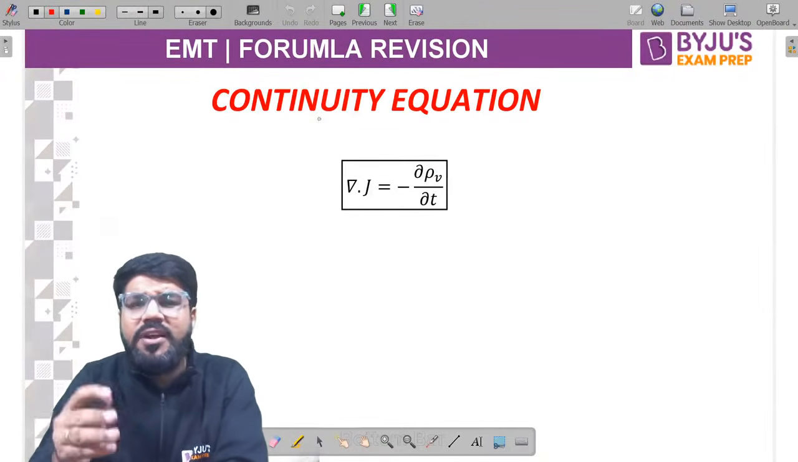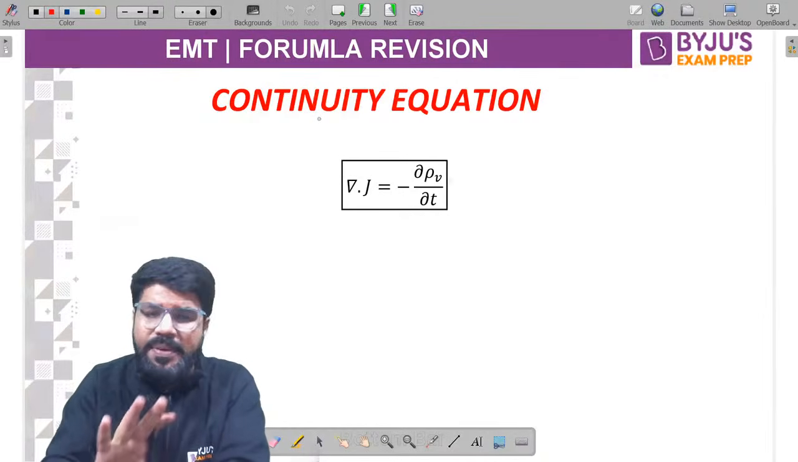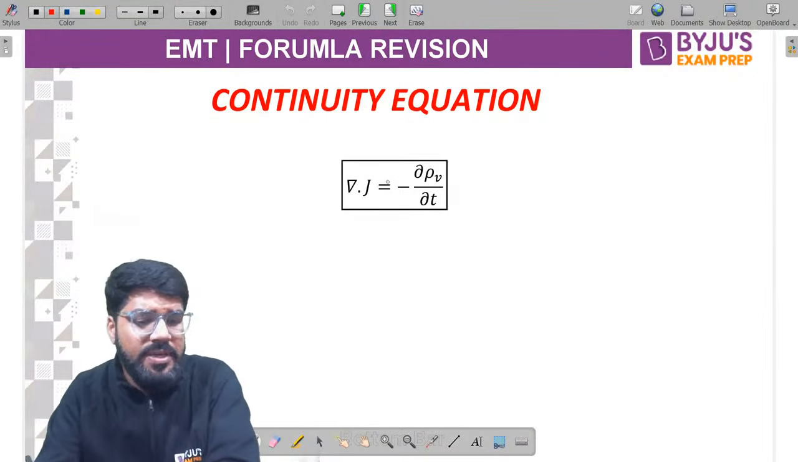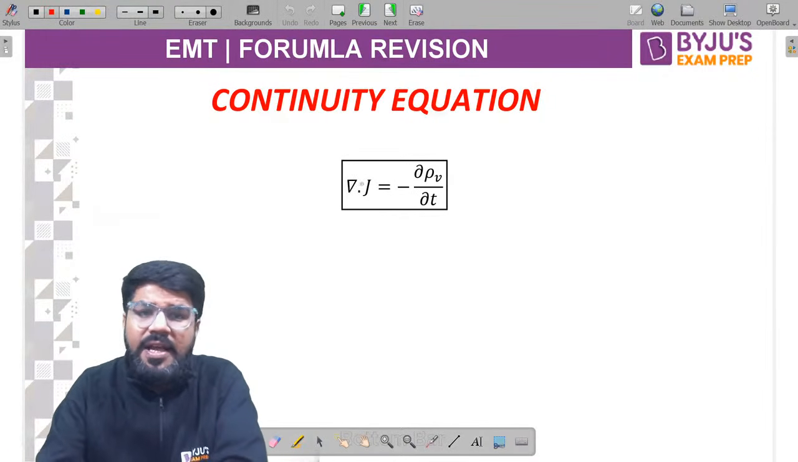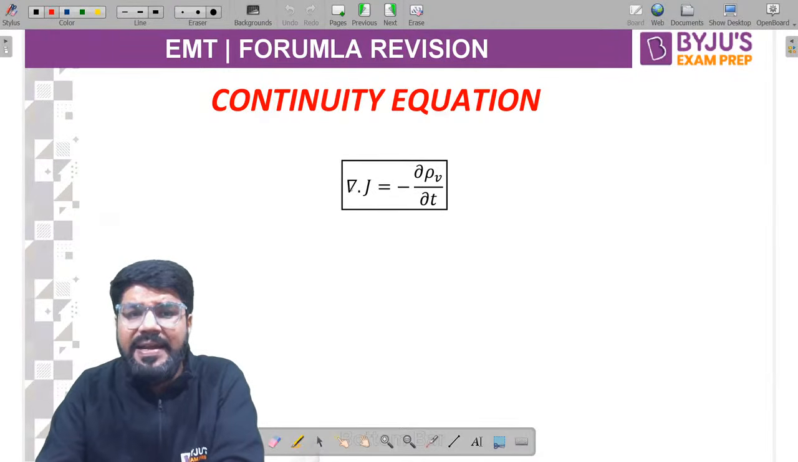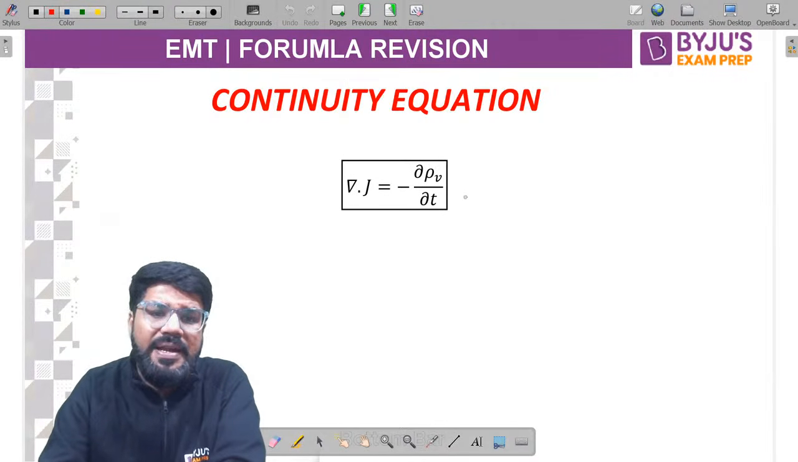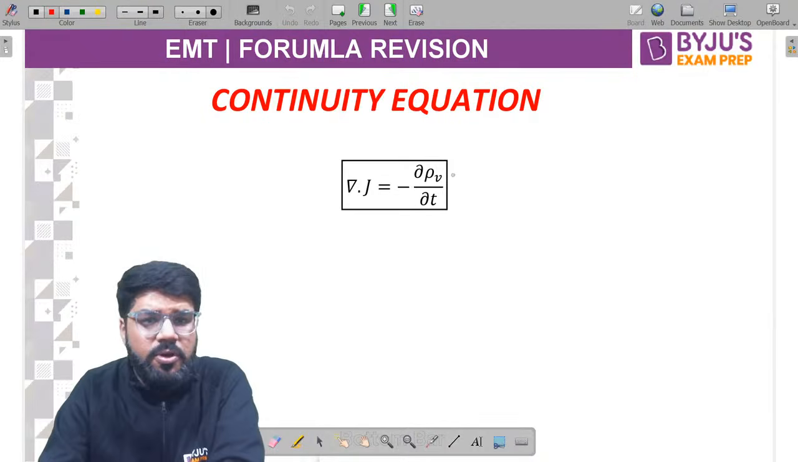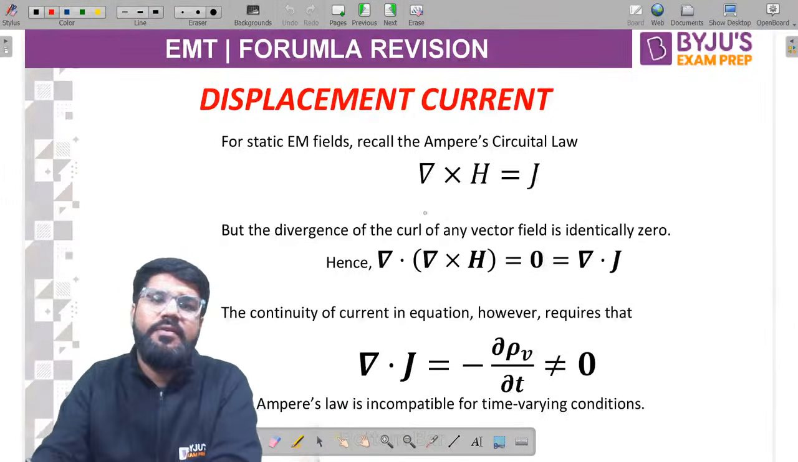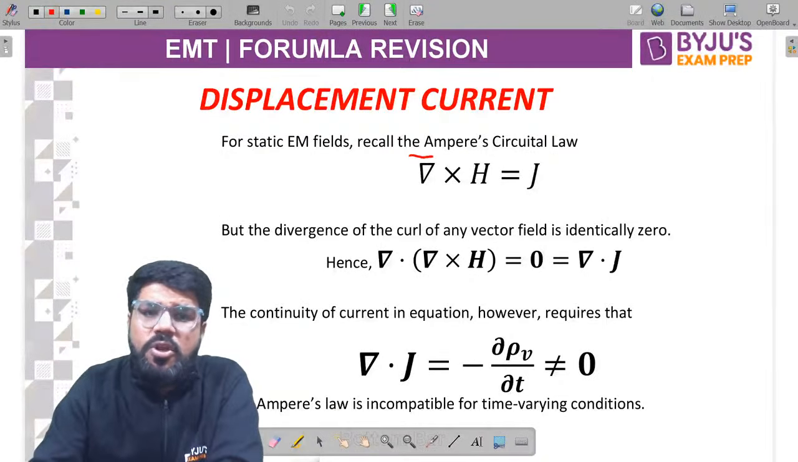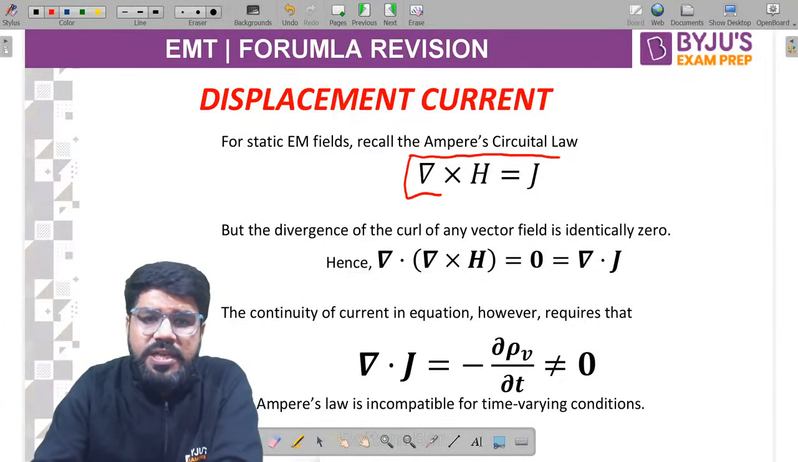A review of the continuity equation, again to come back to the Ampere's law. The main intent is not the continuity equation, but coming to the Ampere's law we studied. The continuity equation is given by del dot J is equal to minus del rho V by del T. J is the current density, rho V is the volume charge density. Ampere's law said del cross H should be equal to J, right?